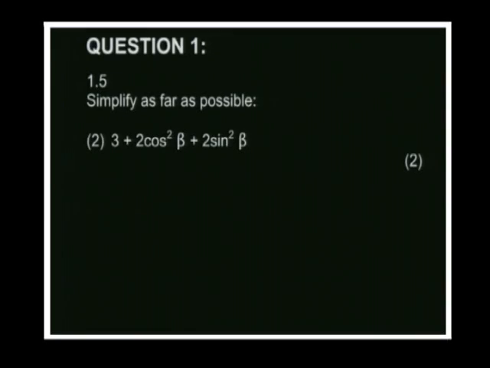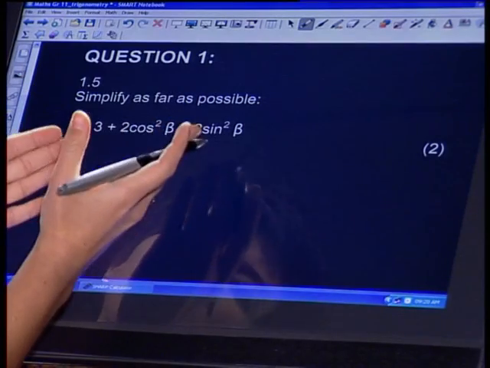Simplify as far as possible 3 plus 2 cos squared b plus 2 sine squared b. Now, this one is actually quite tricky. If you can't see it, then you are going to struggle with this one because there's nothing that you have to prove left equal to right. You just need to take that expression and simplify it. So we need to look for something that we can simplify.